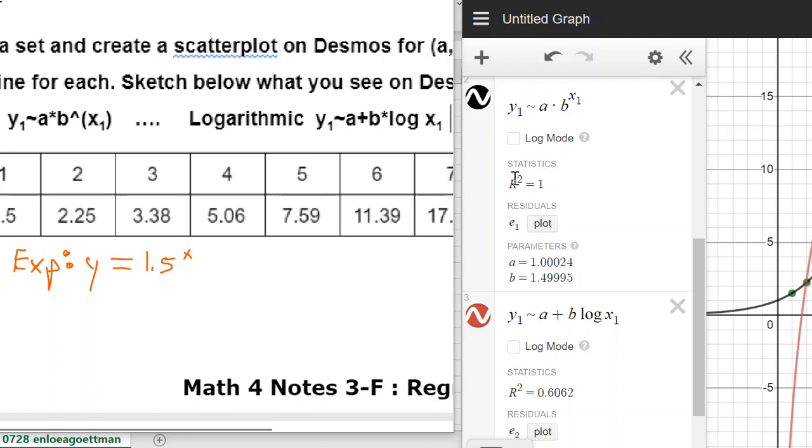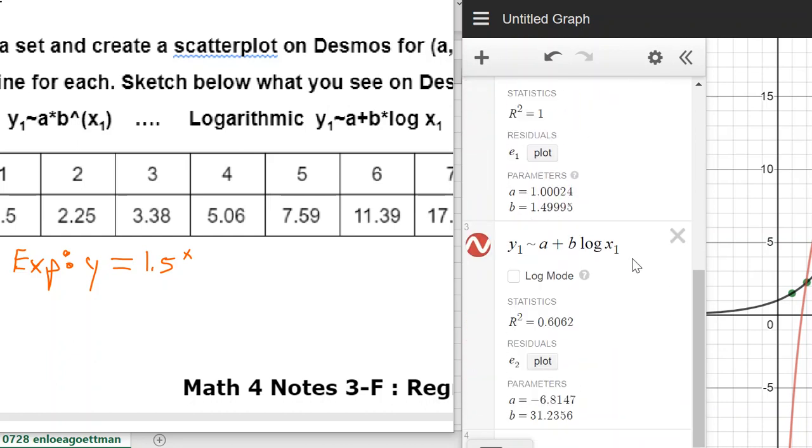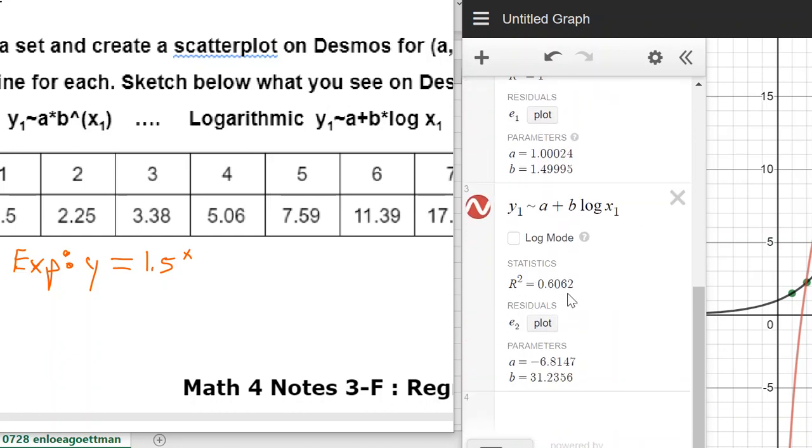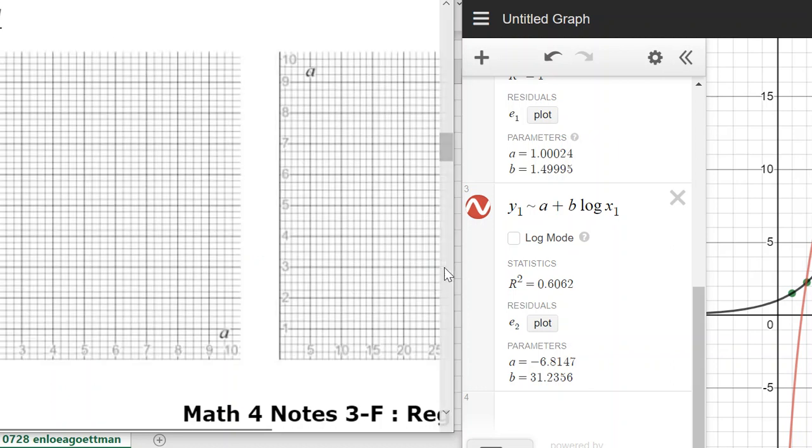And look at that r squared value. It's 1. It is exactly 1. This is dead on for an exponential. Now, if I try and look at it as a logarithm, well, for starters, my r value is 0.6, so it's not that good. But I will go ahead and write the logarithmic version of this, which would be negative 6.81 plus 31.24 log of x.